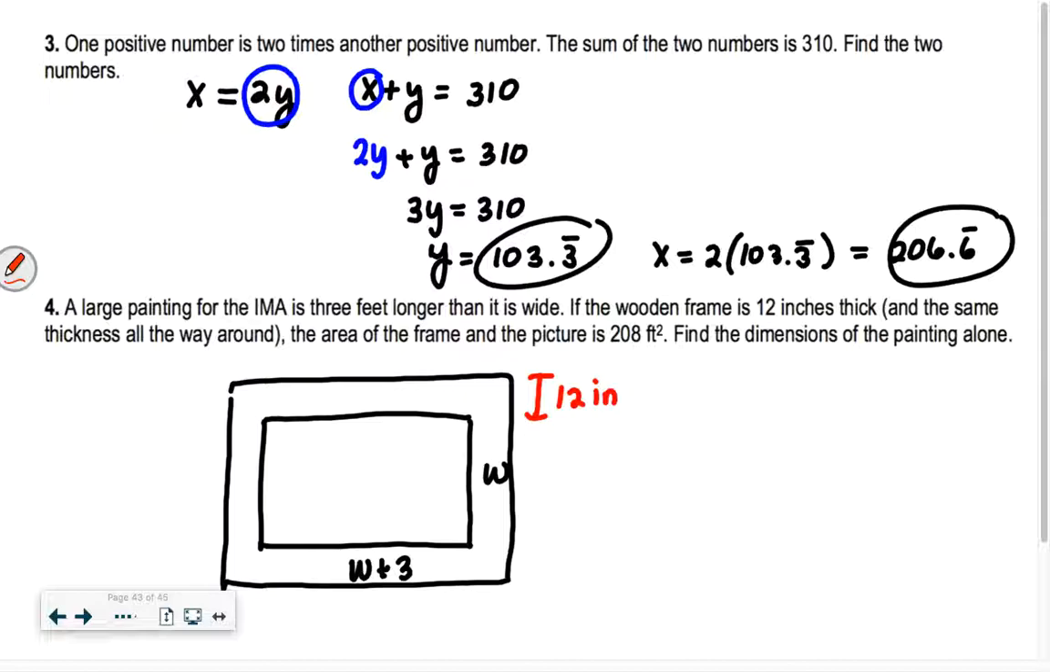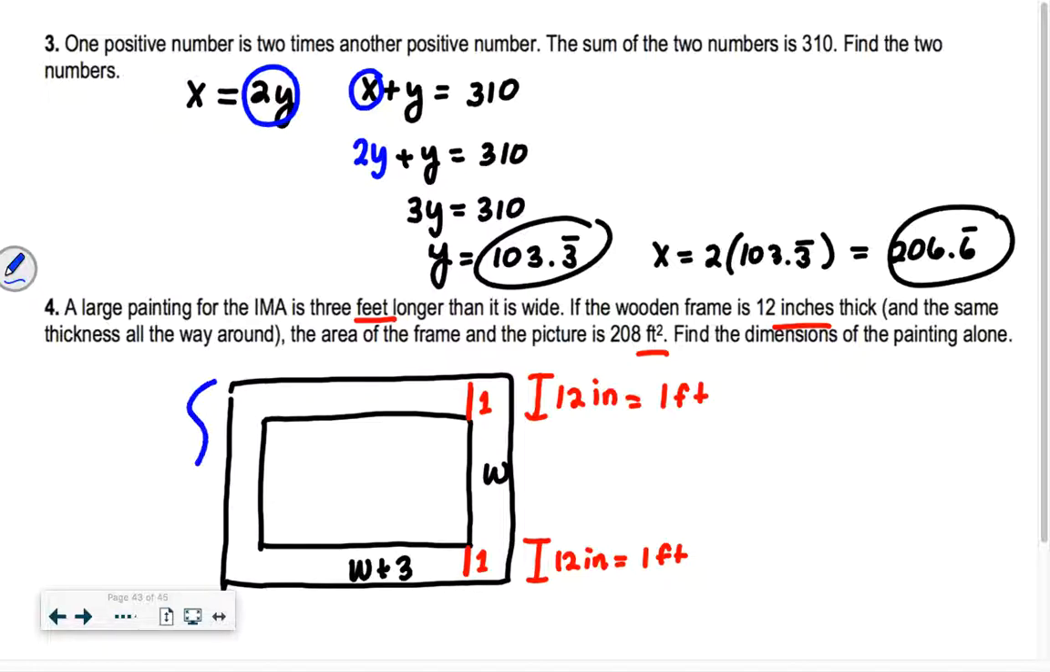Okay, so look at our units. Feet, inches, feet squared. So what do we probably want to change it to? I would change it to feet. 1 foot. Okay, so both of these are 12 inches, which is 1 foot. So how much did I really add? I added 1 foot here, and 1 foot here.